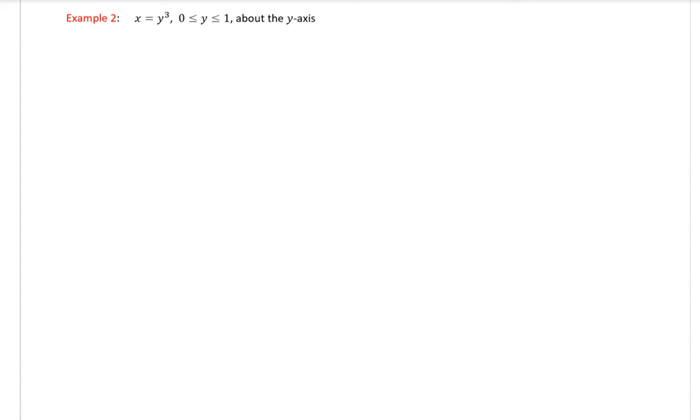Second example. We have x equals y to the third, 0 to 1 for y, and we're rotating around the y-axis. So we're going to keep the primary variable as y.